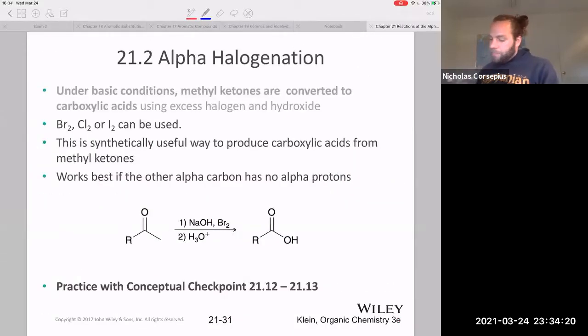Okay, these haloform reactions are something that you see when your other alpha carbon doesn't have any other alpha protons, right? So any other alpha hydrogens. Otherwise, every single site will get brominated, and it just sort of doesn't work as well. So if you're really going for converting a methyl ketone to a carboxylic acid, this R group here, this alpha carbon, can't have any hydrogens.